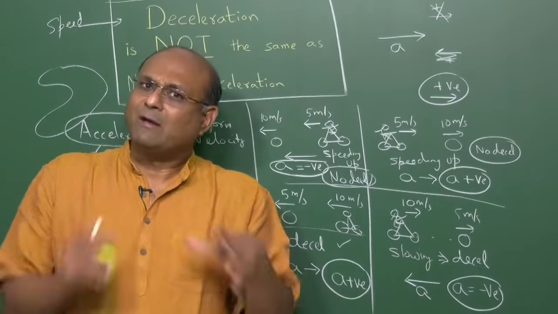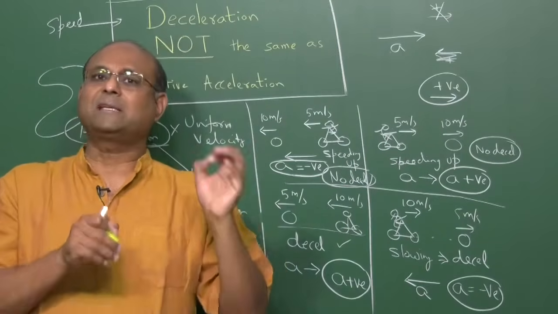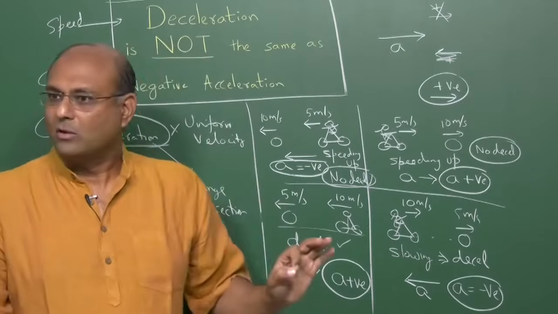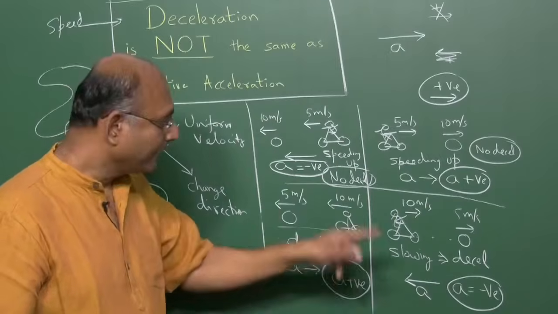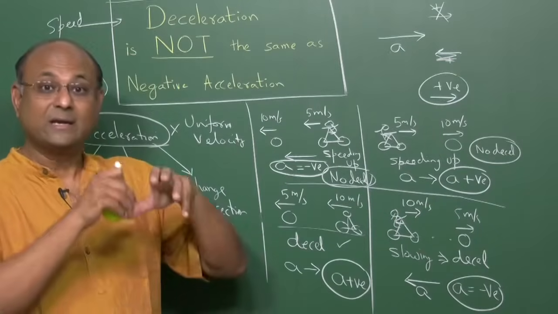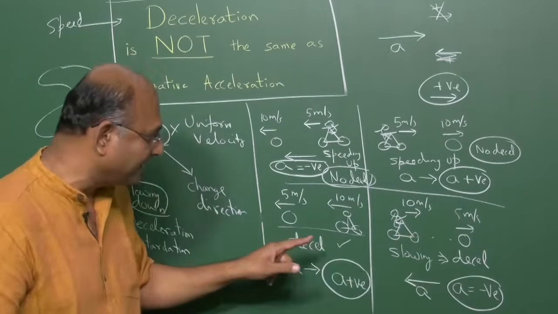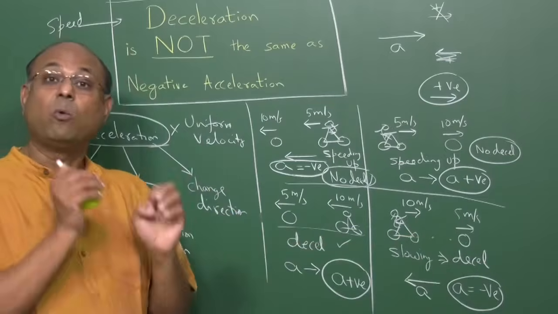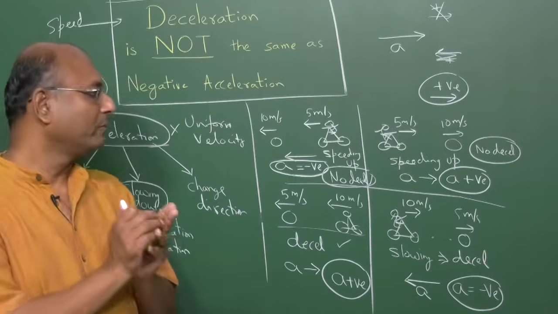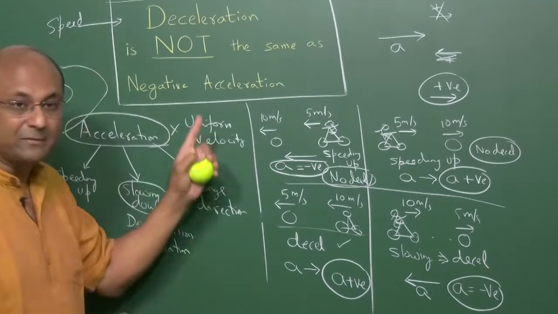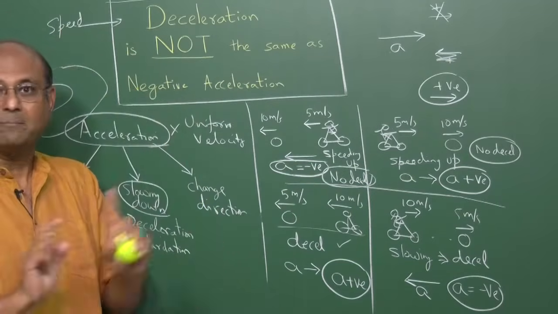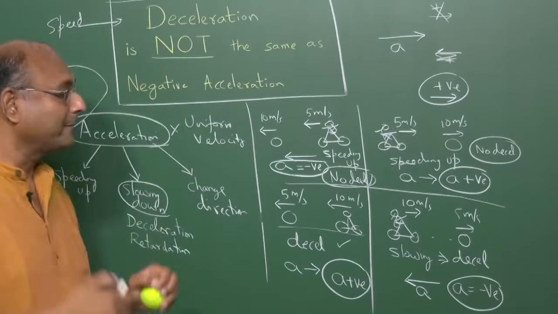So if you have negative acceleration, should you always have deceleration? No. If you have deceleration, this is deceleration and this is deceleration, right? Does it mean acceleration is negative? No, here acceleration is negative, here acceleration is positive. What is really true? Because "negative acceleration is deceleration" is a very, very common statement. It is wrong. Point blank, wrong. Okay. So then what is correct?